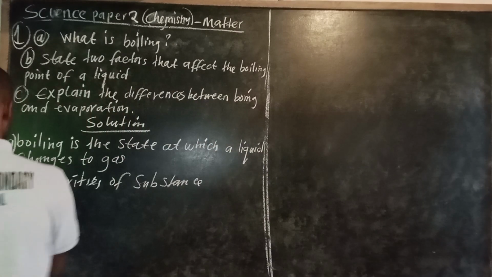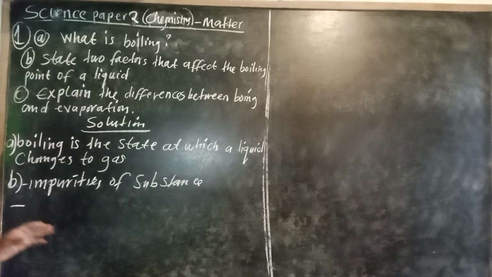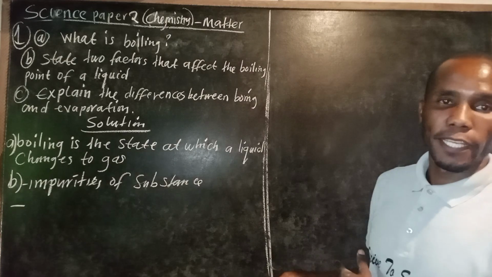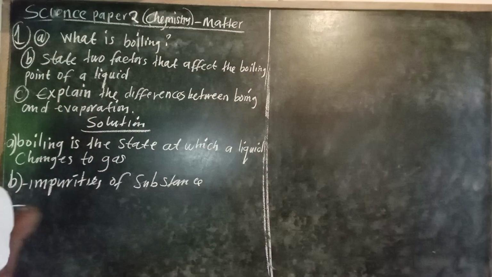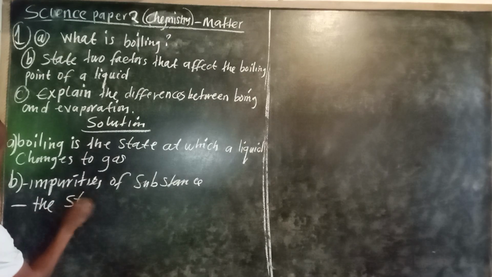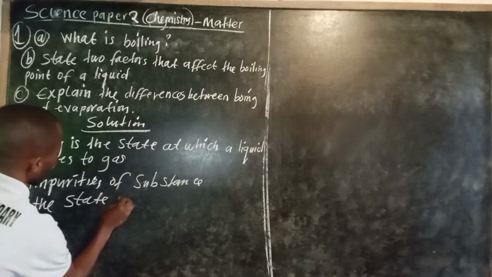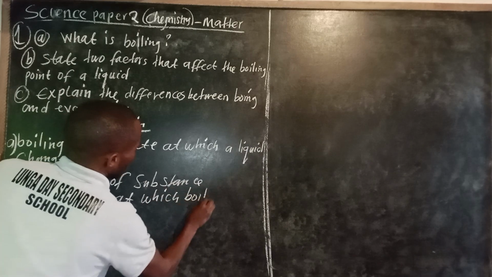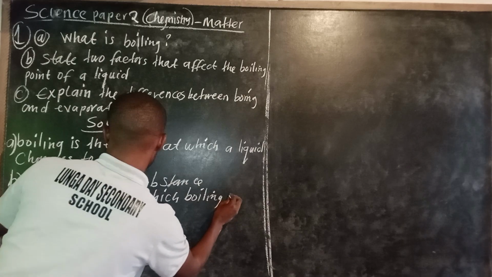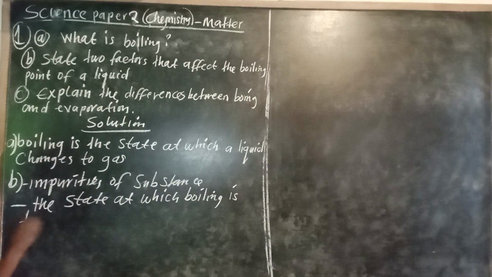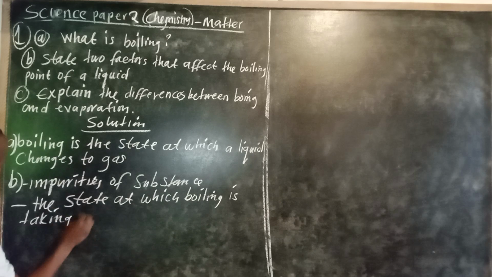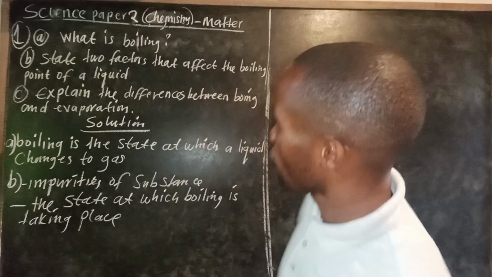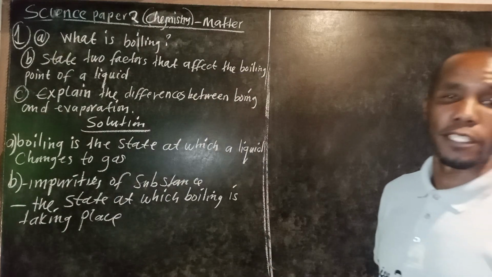Then the other one is the state at which the process of boiling is taking place. So this one also affects the boiling point of a liquid, just the state at which the boiling is taking place. What do I mean?